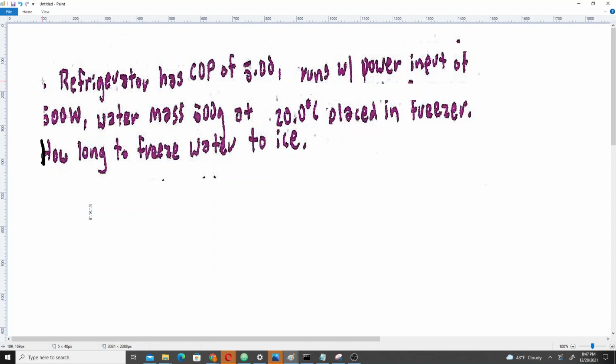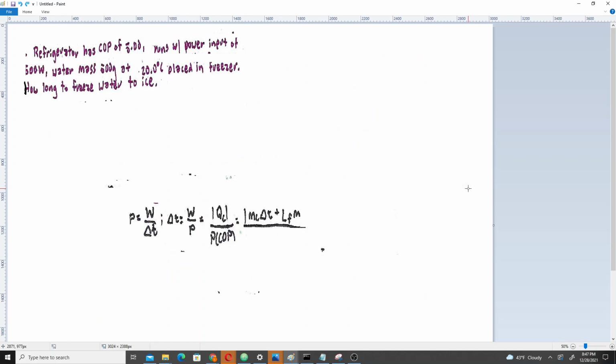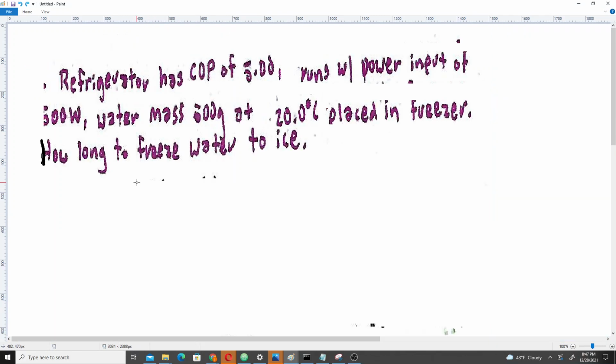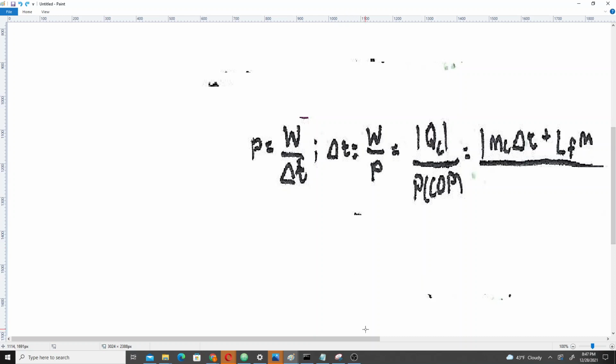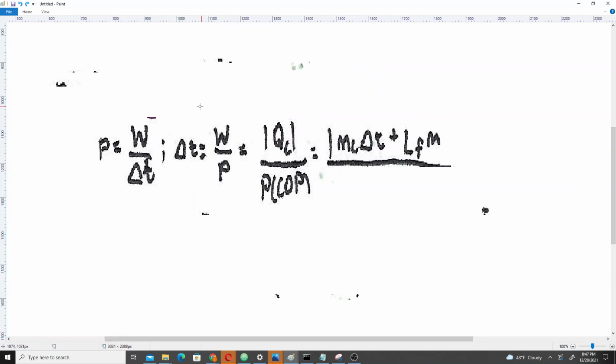Okay, so here we want to start off with, let me zoom out. All right. So we're given the power, and we know power is work over time. So we can start with this equation right here. Power is equal to work over delta T, and then we can rearrange that and solve for T and end up with work over power. And then work and heat are equivalent, so we can set work equal to QC, and P is the power, with the COP.